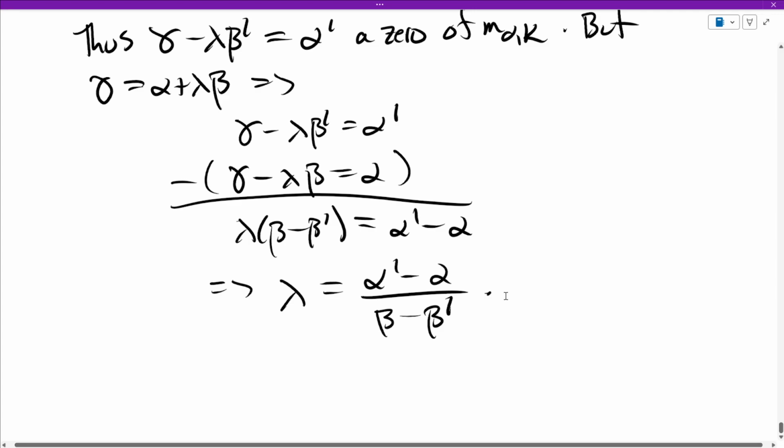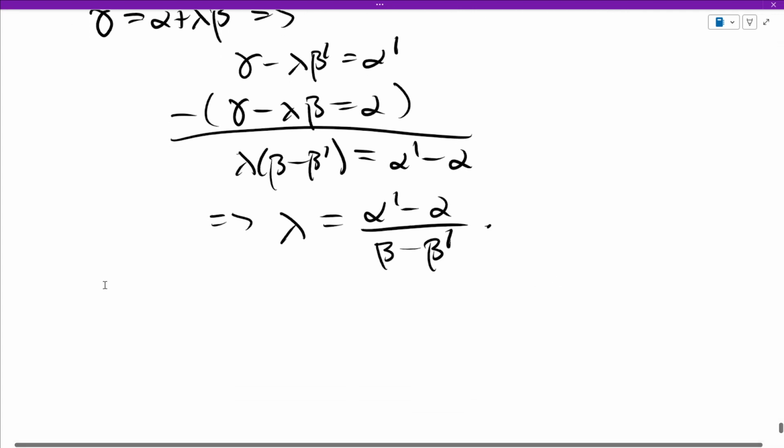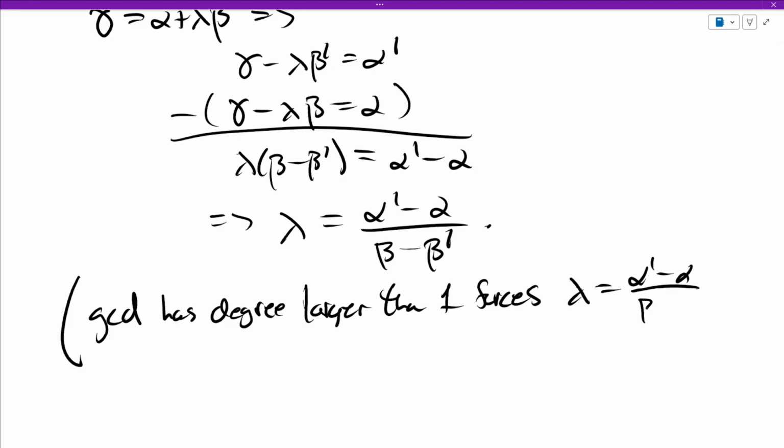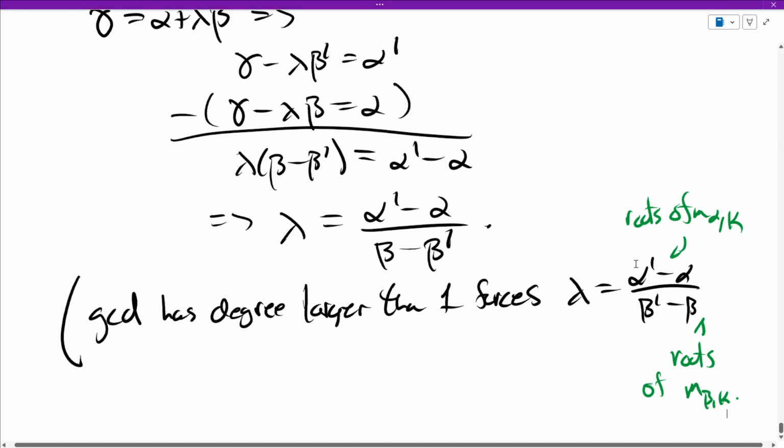All right, so that was kind of complicated and a lot. So let's just backtrack 1 second here. We saw that the GCD, so what's going on, let's put a thought bubble. The GCD has degree at least 2, so larger than 1, forces lambda to be this combination of the roots. So on the top part, this is roots of m alpha, and on the bottom part, this is roots of m alpha over k and m beta over k. There are only finitely many such roots of each of them, so there are only finitely many lambdas that would give a GCD of degree bigger than 1.